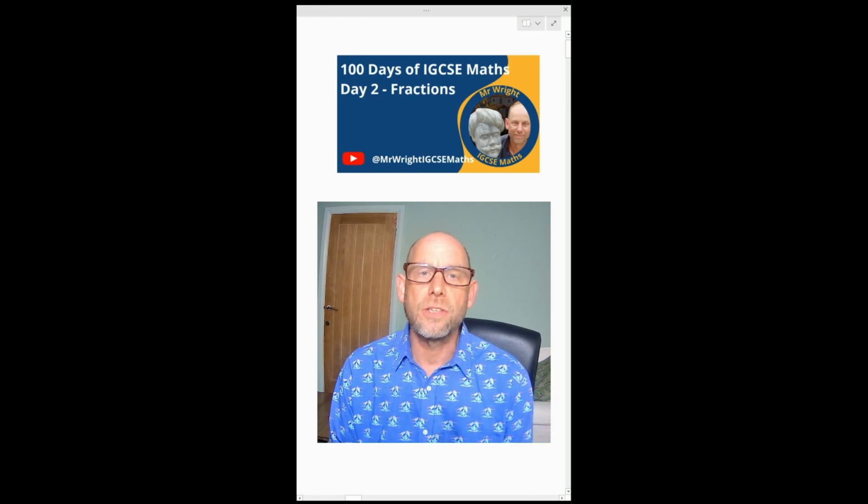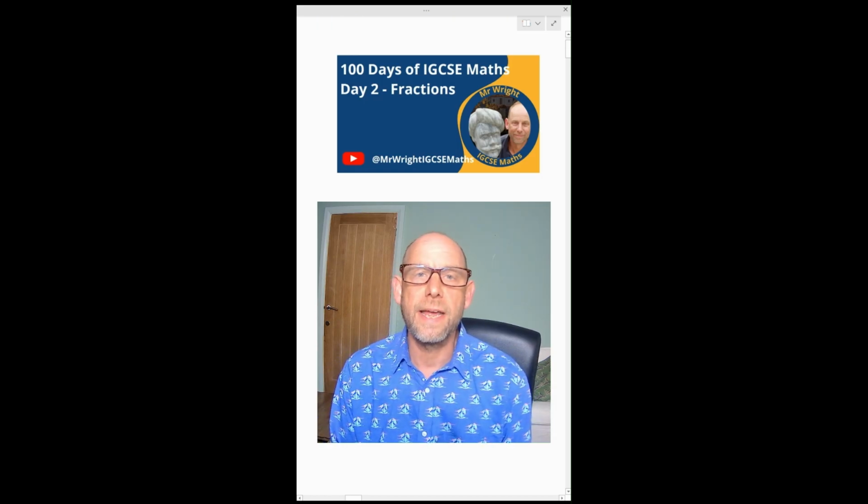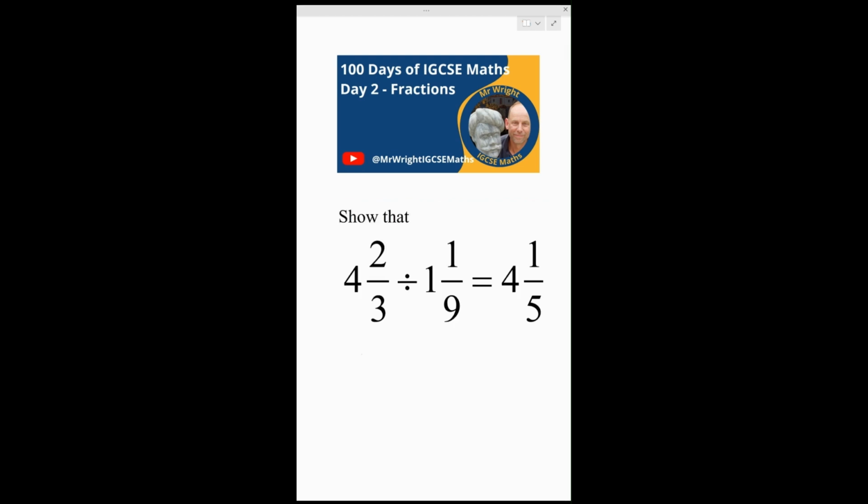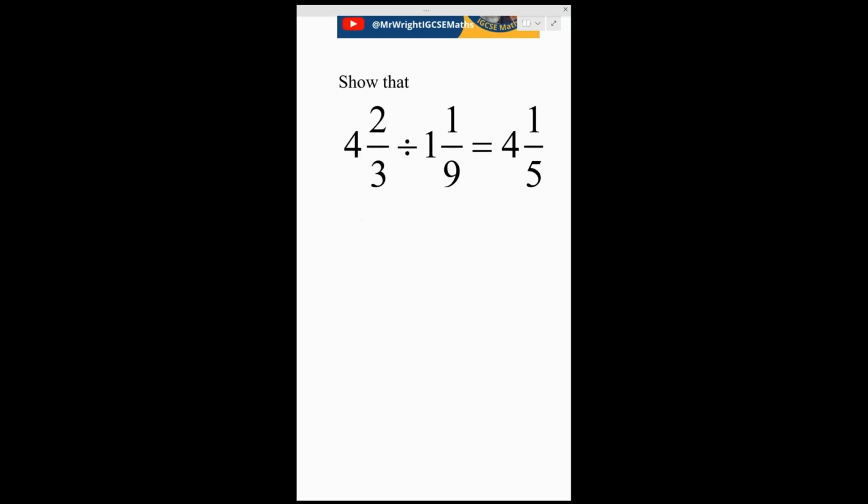11,556 steps for Sunday. Mr. Wright here, 100 days of Maths IGCSE Exam Questions, day 2. Now's a chance to pause the film. Okay, I've got 4 2/3 divided by 1 1/9. So I'm going to write that as 14/3 divided by 10/9. So that's 14/3 multiplied by 9/10. Looking for cancelling. 3 goes once, 3 goes 3, 2 goes 5, 2 goes 7. 7 3s are 21 over 5. 21/5 is indeed 4 1/5.